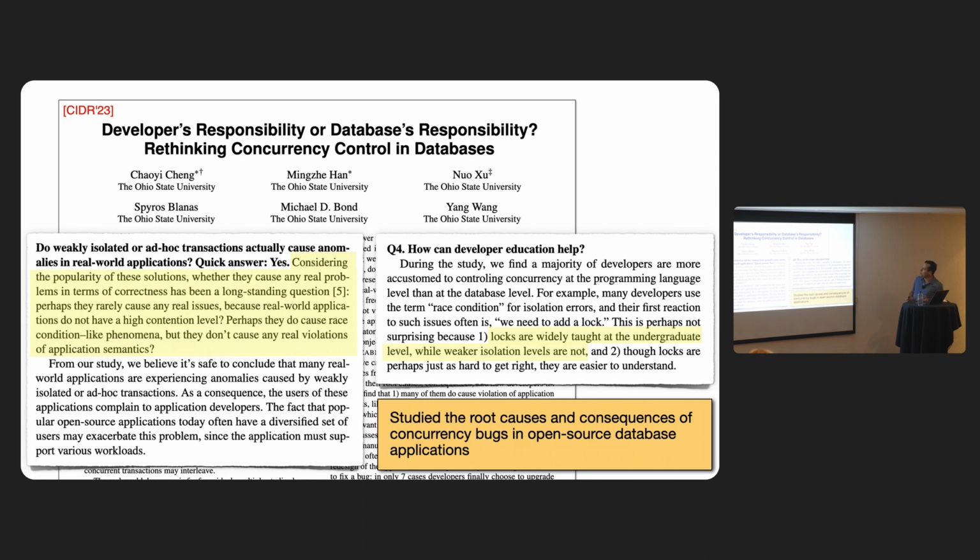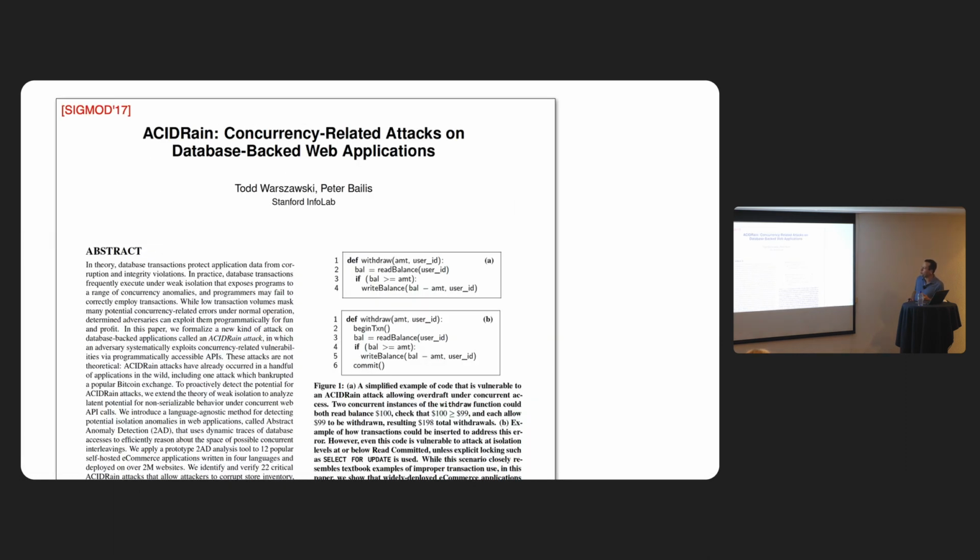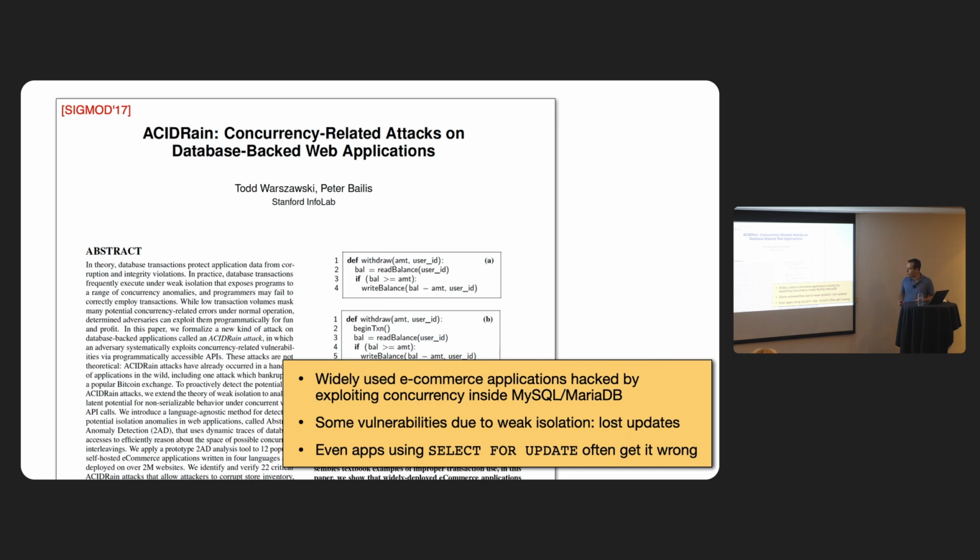And there is another funny paper from a few years ago that's even funnier. So here they took a bunch of widely used e-commerce applications. So if you use any kind of internet store for a small shop, not Amazon, they will use one of the off-the-shelf frameworks for building these stores. And so this stuff runs on MySQL or MariaDB, which is a fork of MySQL.